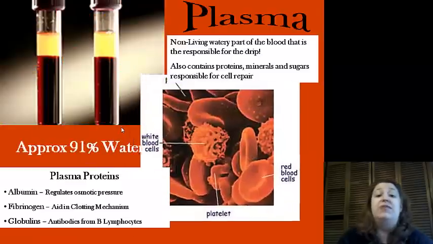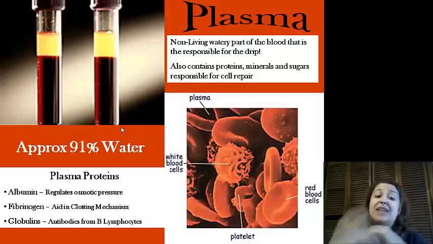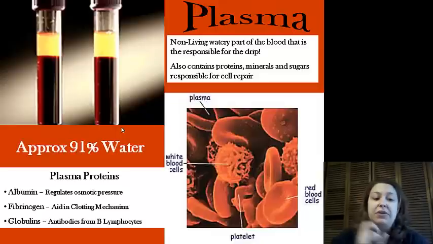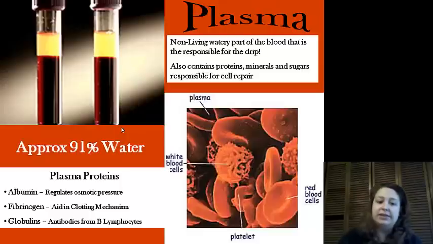Plasma is the non-living portion of our blood. It contains proteins, minerals, and sugars responsible for cell repair, and it has 3 main proteins that you need to know about. Albumin, which regulates the osmotic pressure, or the water pressure. Fibrinogen, which aids in blood clotting. And globulin, which are antibodies from B lymphocytes.